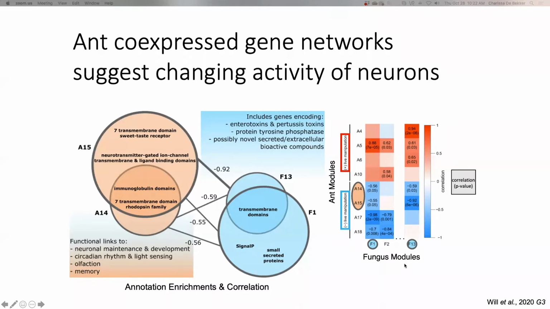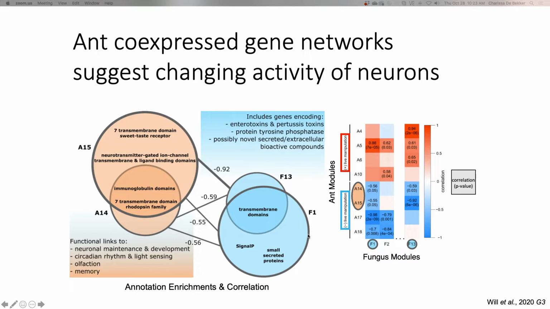And we did that for the ant as well, since we have the gene expression for both. And then we tried to see if there was a correlation between some of the fungal modules that we found and some of the ant modules that we found. And we did see that there were two ant modules that were connected to two of the fungal gene expression modules. And those are depicted here.